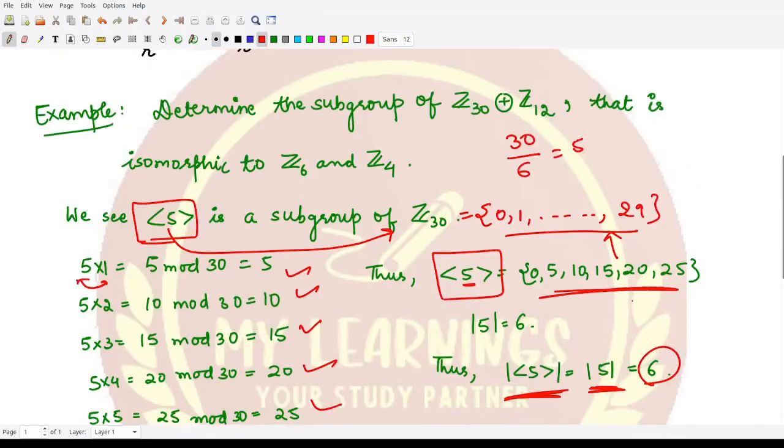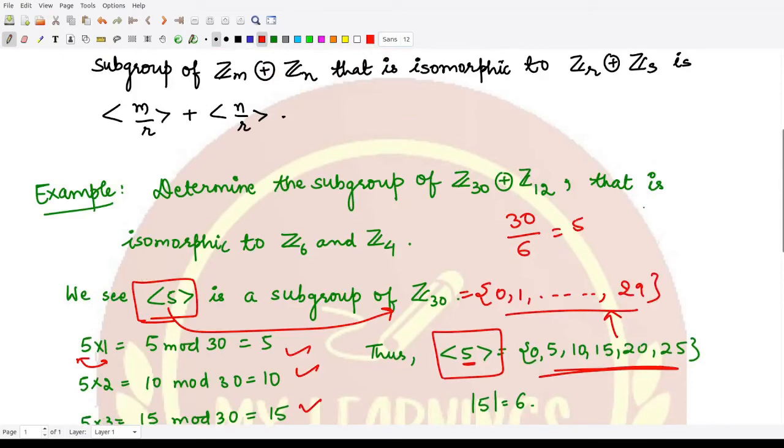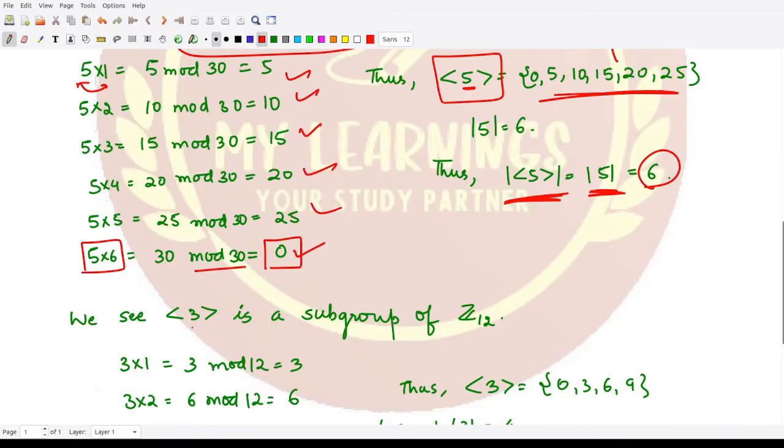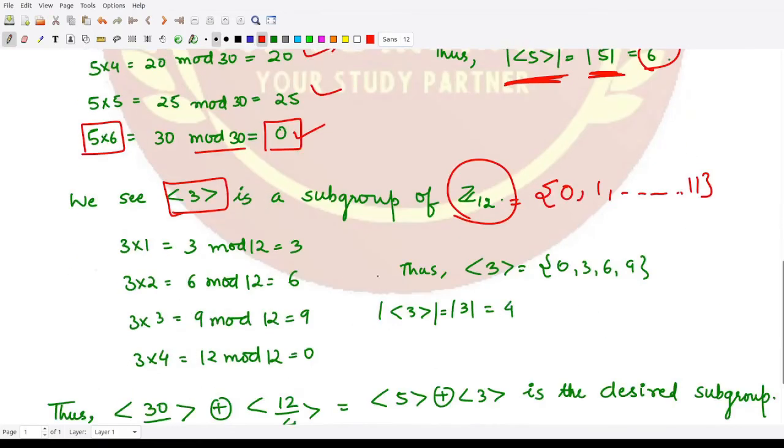In a similar manner, for Z12 we have 12 divided by 4, so we have 3 as the number. That means we would have a subgroup generated by 3 in this case. This subgroup generated by 3 is a subgroup of Z12. How? In Z12 we have all the elements 0, 1, 2 up to 11. If we take 3 as the generator, all the elements generated by this 3 would be 0, 3, 6 and 9. You can see here clearly.